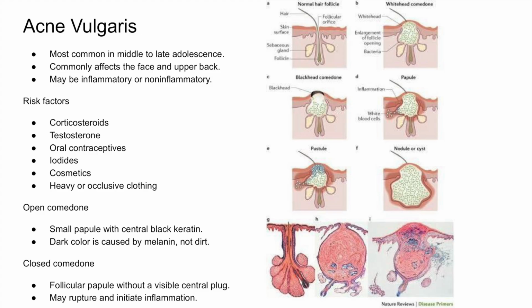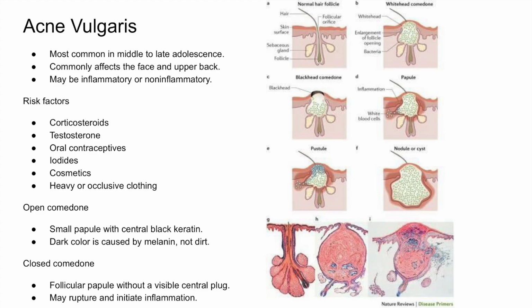Acne vulgaris is a disorder of the pilosebaceous unit that is especially common during adolescence and usually affects the face, chest, and upper back. Its hallmark lesion is the comedone. An open comedone or blackhead contains a follicular keratin plug exposed to the surface. Its dark color results from oxidation and not pigment, or not trapped dirt either, oxidation.